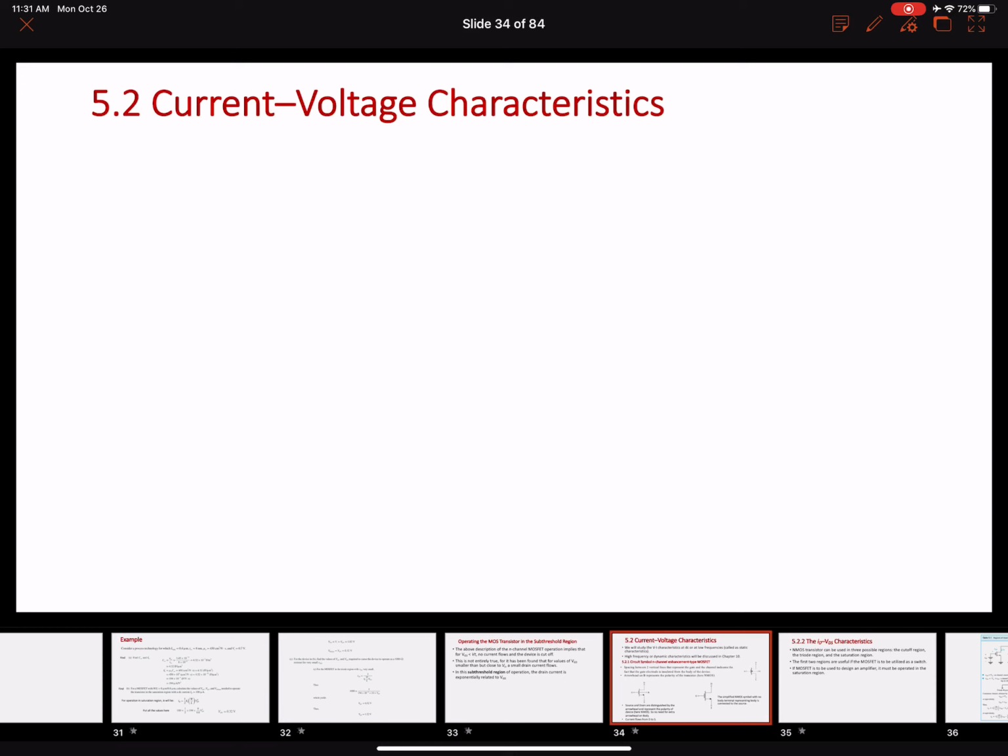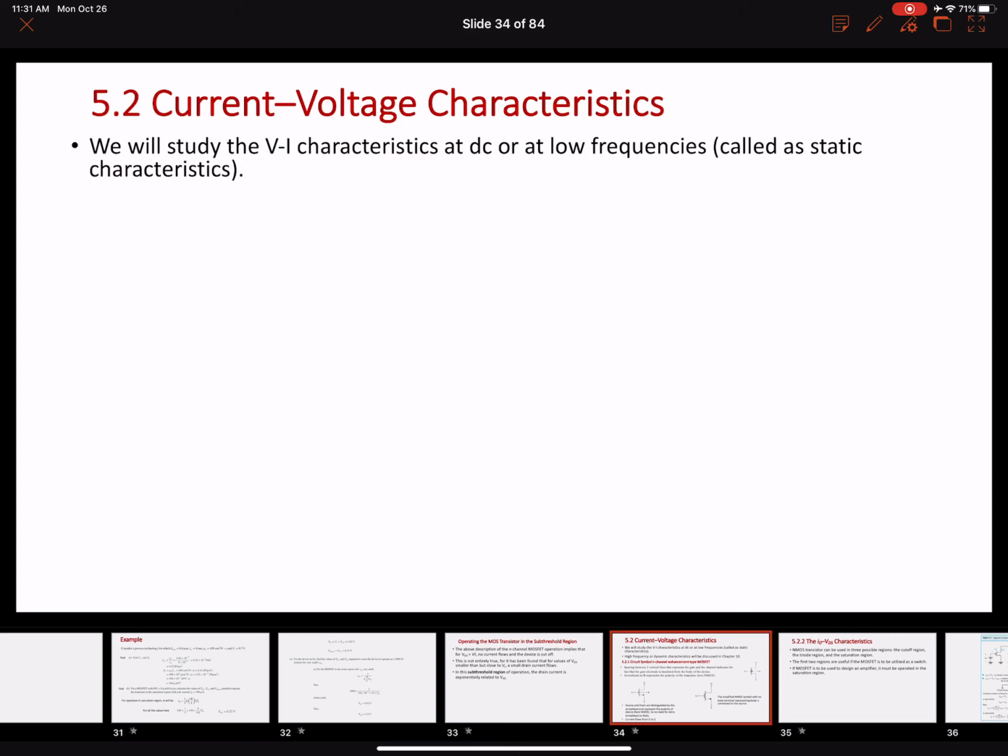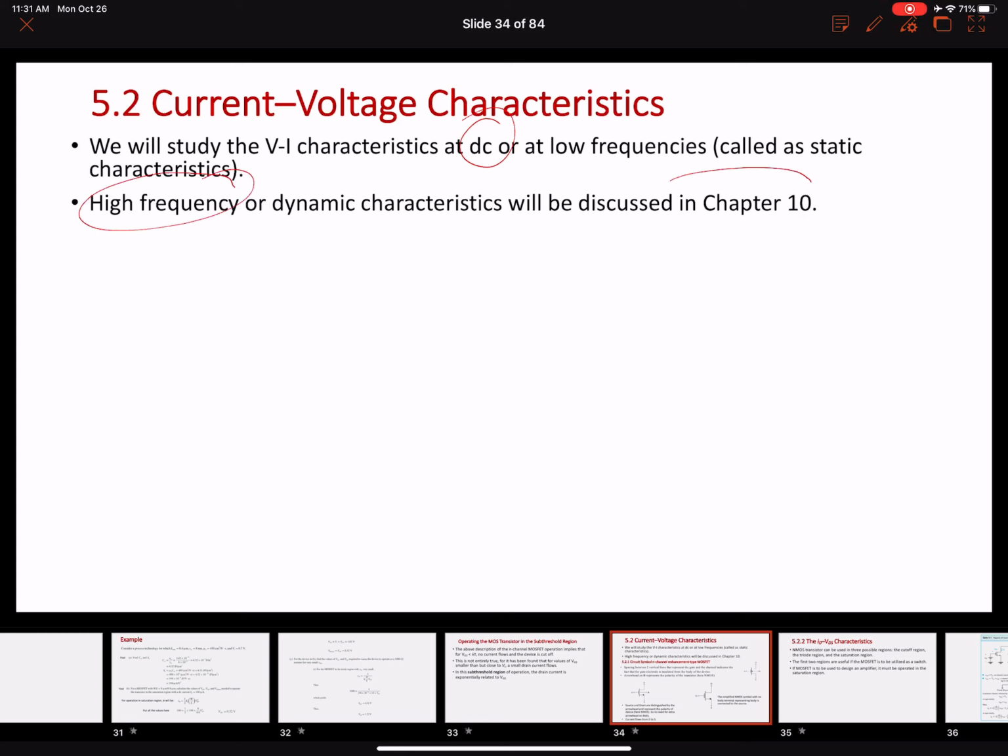So let's very quickly look at the symbol of the MOSFET, and we are going to talk more about the current and voltage characteristics in more detail in today's lecture before moving to the PMOS. In this chapter we are mostly going to talk about the DC operation of the MOSFET, and we will also do some examples. The high frequency operation of the transistors is discussed in chapter 10. We will not cover that chapter in this course; it will most probably be covered in the digital electronics course. So stay tuned for that.